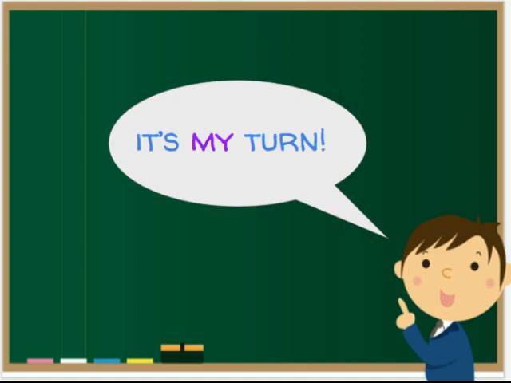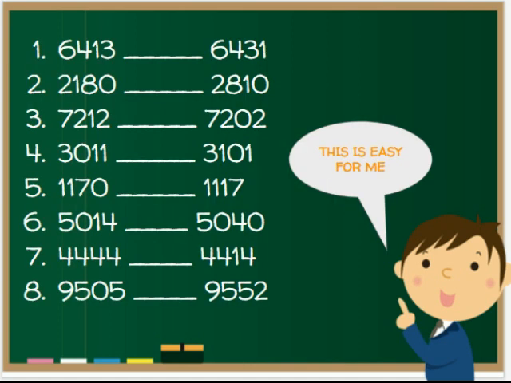And now it's your turn to practice. Here I wrote other exercises, and you need to complete them with the correct symbol to indicate which number is greater or less. Once you finish, you can read these numbers just like I did. For example, 6,413 is less than 6,431.